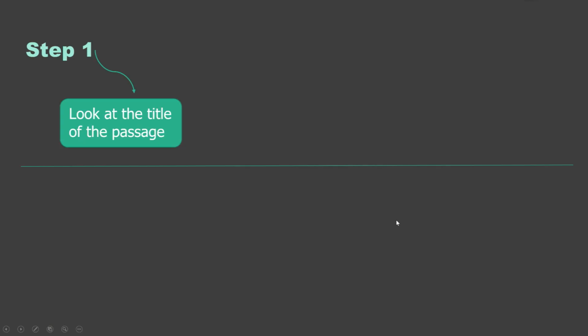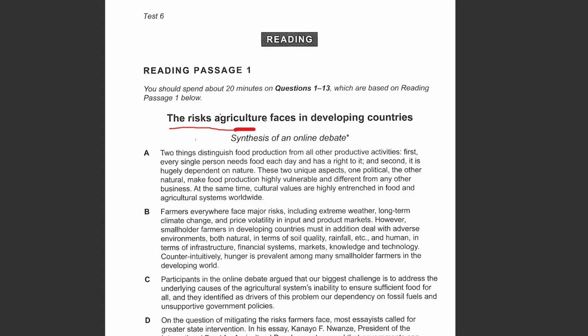Now, what is the 10-step approach to answering the various question types I talked about? Let's dive into it, and with each step, I'll tell you the relevance. Step 1 has to do with looking at the title of the passage. Why is it so important to look at the title of the passage? Remember that you're not going to read the whole passage because you haven't got enough time. You only have 20 minutes to read the passage as well as answer the questions. So mostly the title of the passage will give you a fair idea of what the passage is all about.